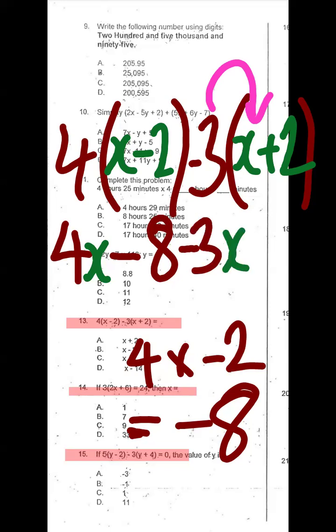Now, we have a -3 times X. So that's going to be a -3x. So we'll have that. And then, of course, -3 times +2. Now let's put that together. -3 times a +2.